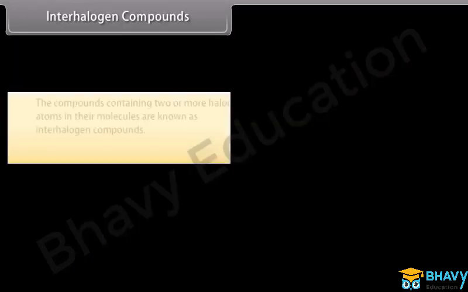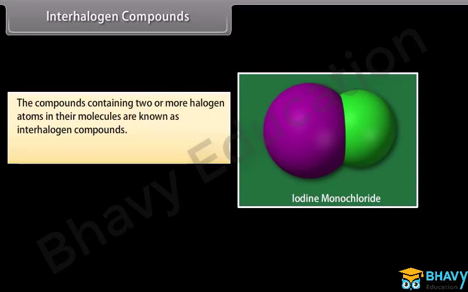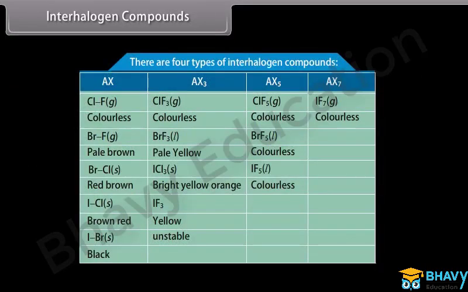Inter-halogen compounds. The compounds containing 2 or more halogen atoms in their molecules are known as inter-halogen compounds. Their general formula is AXn, where A is the less electronegative halogen, X is the more electronegative halogen, and n is its number. The oxidation state of halogen A may be +1, +3, +5, and +7. Therefore, there are 4 types of inter-halogen compounds: AX, AX3, AX5, and AX7.